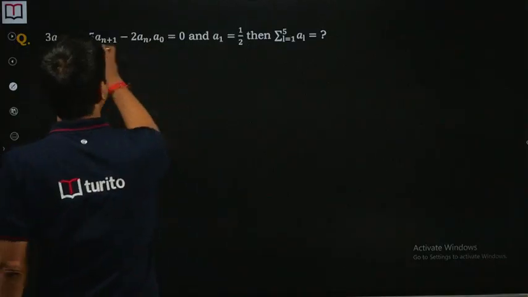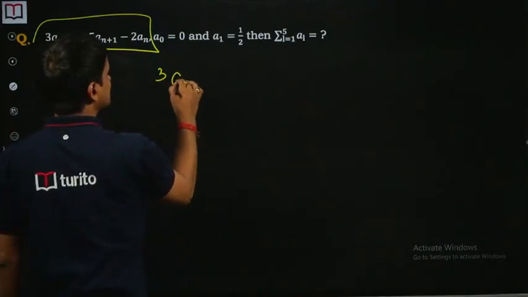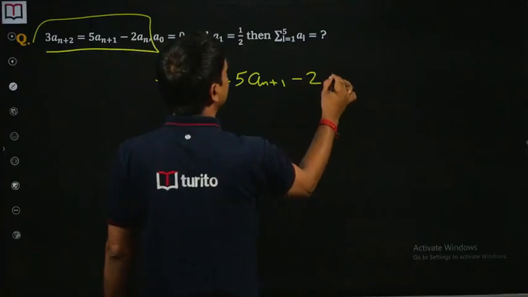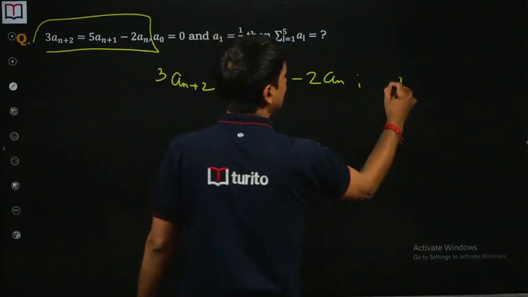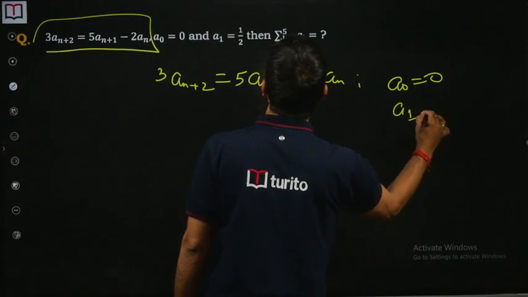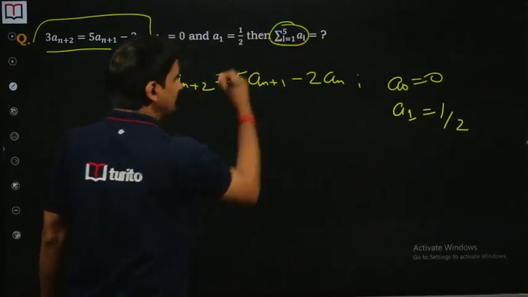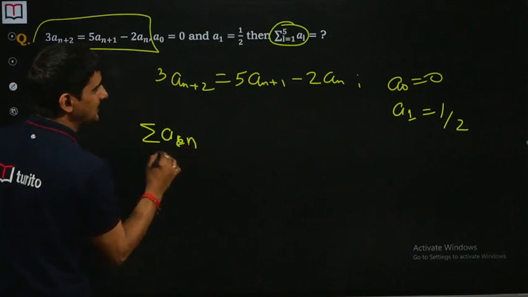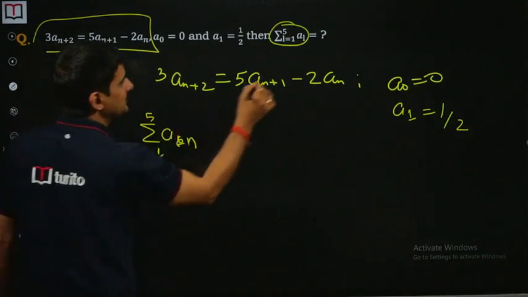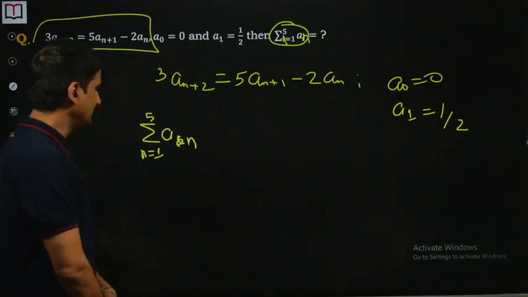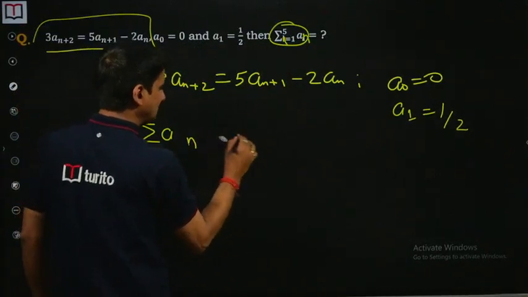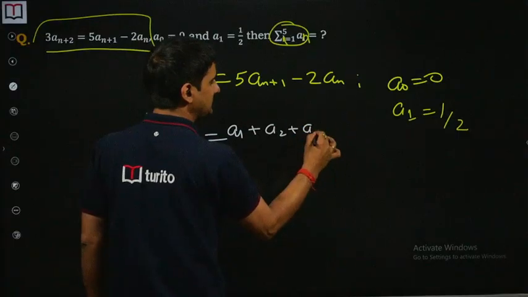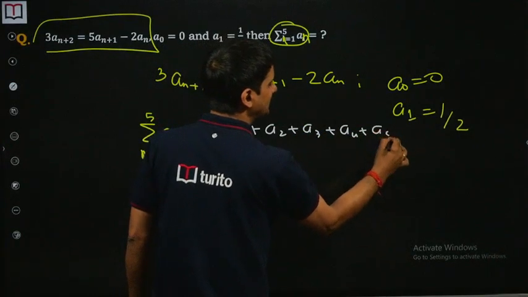Now that's the next one, 3a(n+2). So 3 times a(n+2) is equal to 5 times a(n+1) minus 2 times a(n), right? a0 is 0 and a1 is half. See, there they have asked a series with a very limited number of terms, n goes from 1 to 5. Okay, so what we can just try here is, let's just open it: a1, a2, a3, a4, a5. So that's one aspect of doing it.